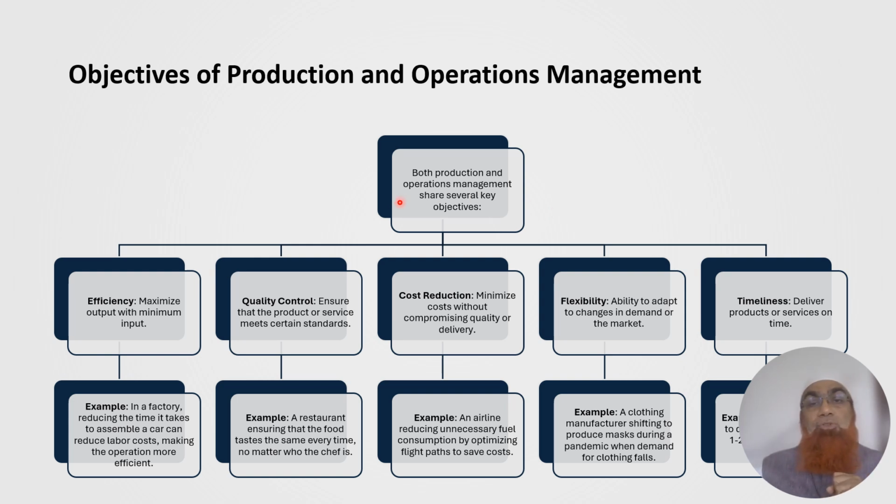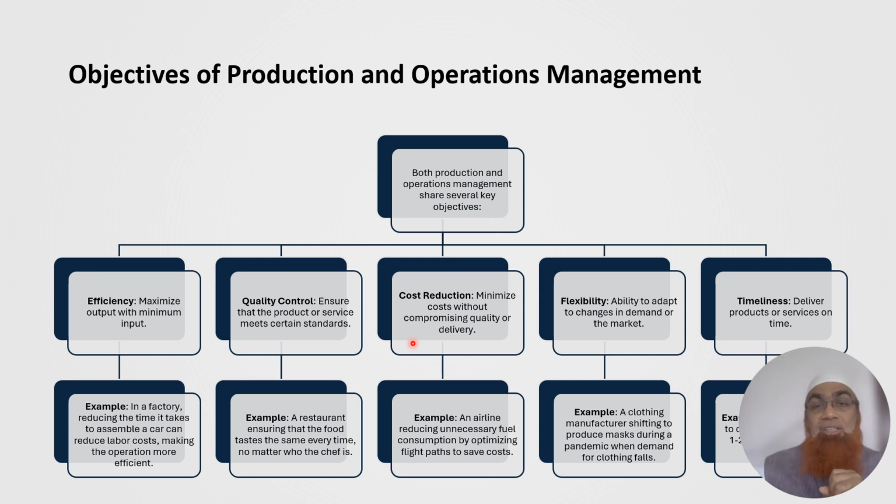Both production and operations share several key objectives. For example, first and foremost is efficiency. It maximizes the output with the minimum input. For example, in a factory, reducing the time it takes to assemble a car can reduce labor cost, making the operations more efficient. So efficiency is a key characteristic of production and operations management. Second is quality control, ensuring that the products being manufactured are of standard quality. The example for this is a restaurant ensuring that the food tastes the same every time, no matter who the chef is. It means standardizing the recipe of the food.